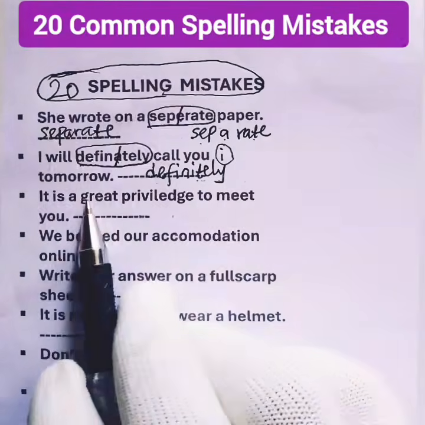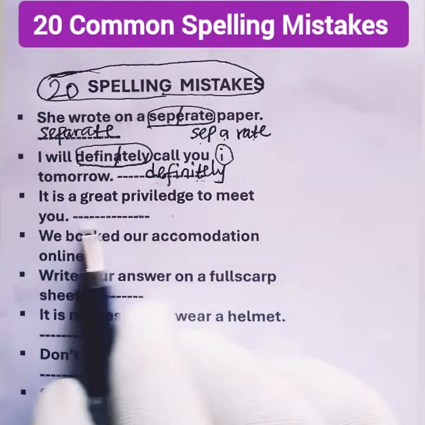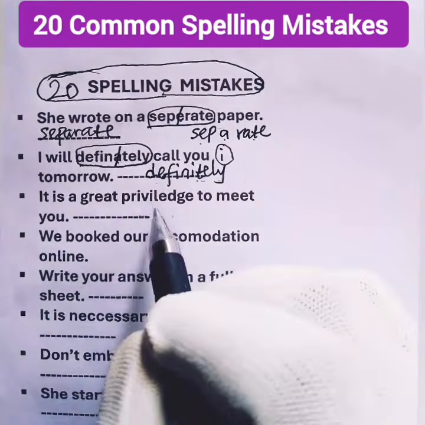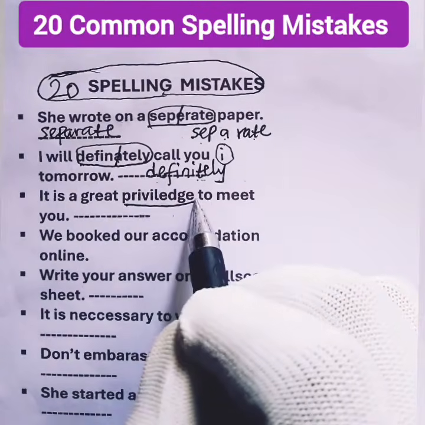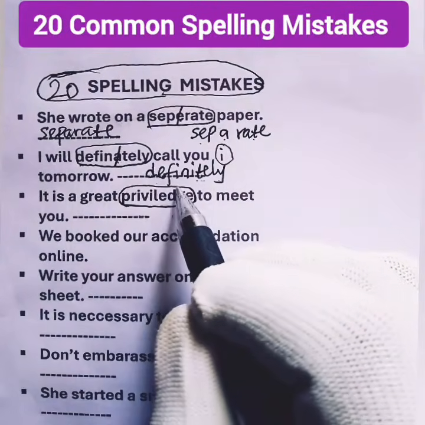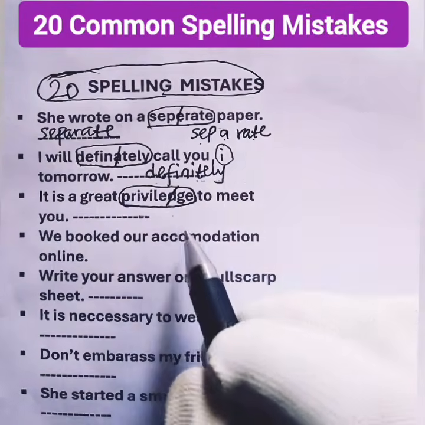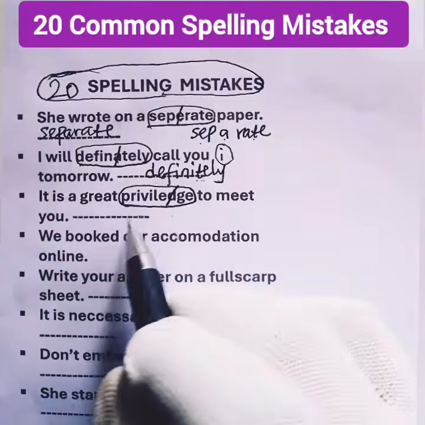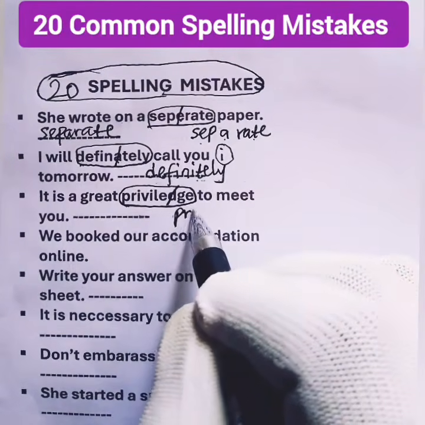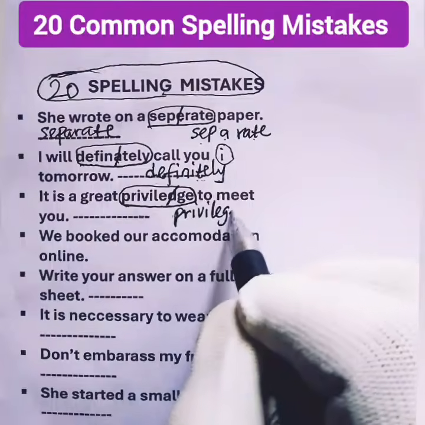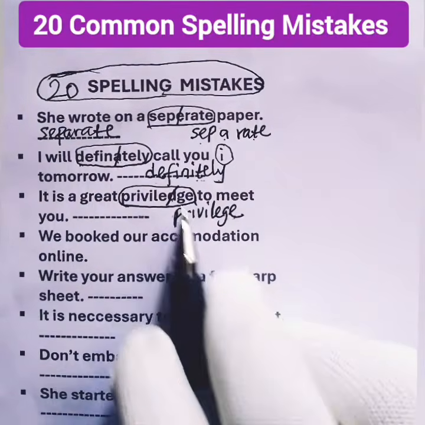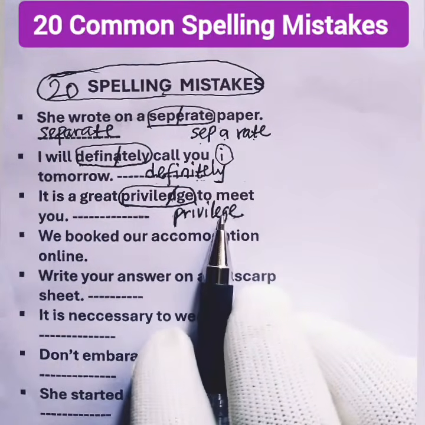Next, it is a great privilege to meet you. The wrongly spelled word here is privilege. Here is what is wrong. D. It shouldn't be there. The correct spelling of privilege is, so never add a D when spelling privilege, okay?